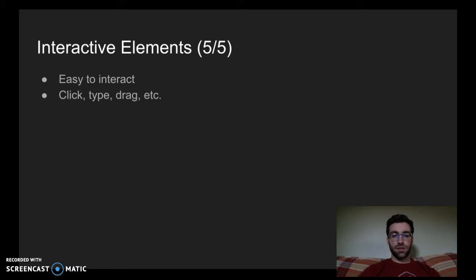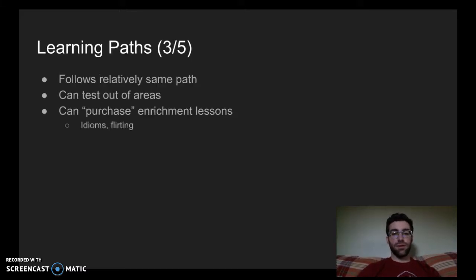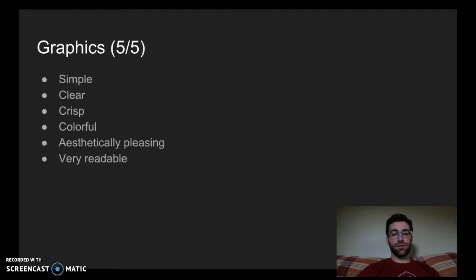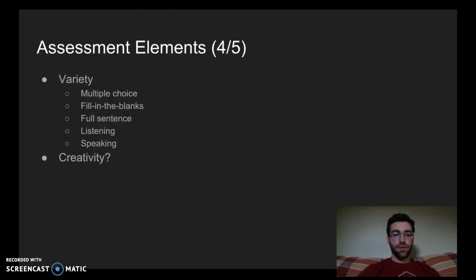I forgot to mention the last two, but I am ranking these out of 5, and for interactive elements I gave it a 5. The previous I gave it a 3, and then another 5. As far as assessment elements goes, I have this at a 4 out of 5. There's a lot of variety, as I just mentioned there with the assessment: multiple choice, fill in the blanks, full sentence, listening, speaking. But I don't think there's a lot of room to be creative, so the students themselves producing unique sentences, it prompts them with translations, basically.